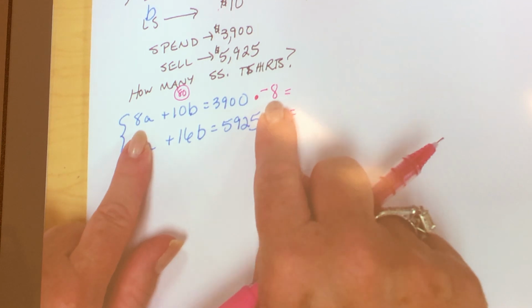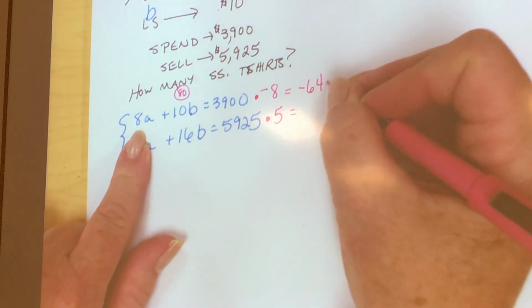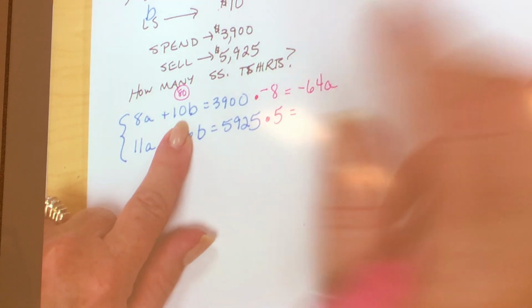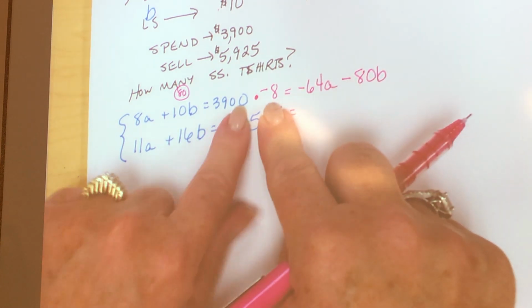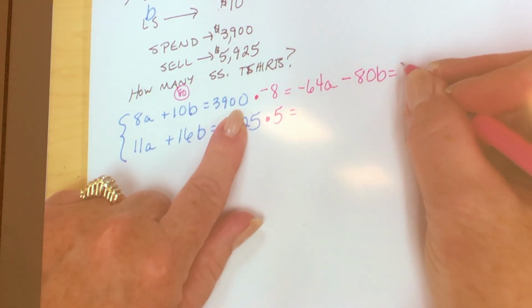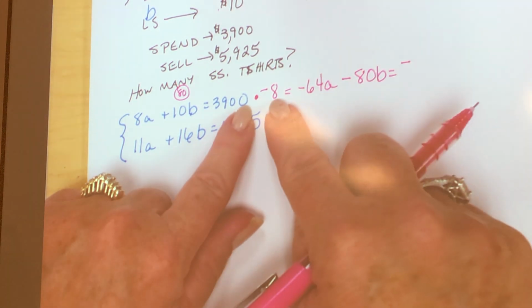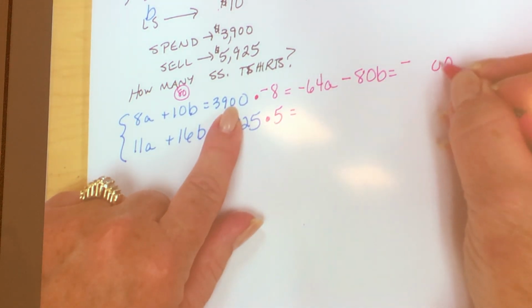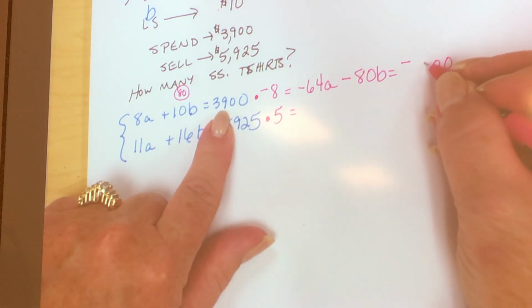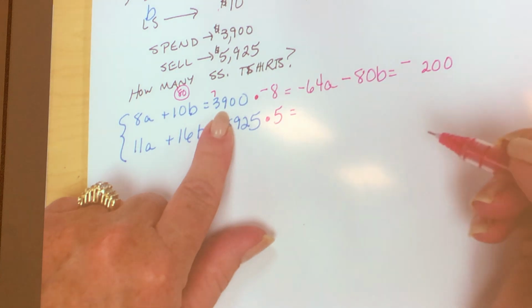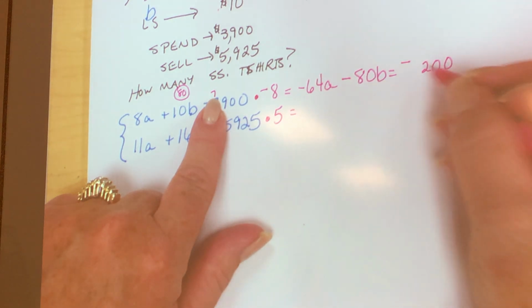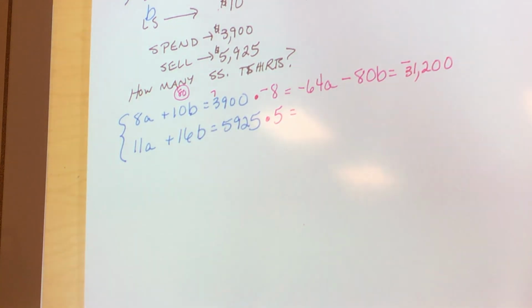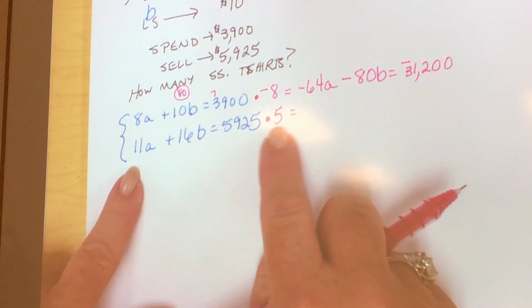What's 8a times negative 8? Negative 64a. What's negative 8 times 10b? Minus 80b. And watch what I'm going to do here. First of all, I know my answer is negative. Do you agree? What's 8 times 0? 0. What's 8 times 0? 0. What's 8 times 9? 72. So I write down a 2 and carry the 7. Notice I'm not doing anything in my head. What's 8 times 3? 24. 24 and 7 make 31. So negative 31,200. I'm going to multiply this guy by 5.